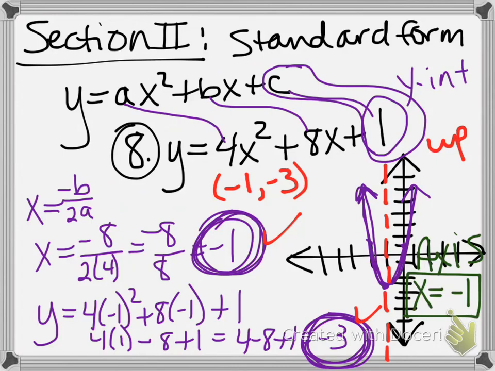The last two things that we have to put down are whether or not this is a maximum or a minimum. It's the lowest point, so it is a min. And what is that minimum point? Well, it's my vertex. So the minimum point is negative 1, negative 3.